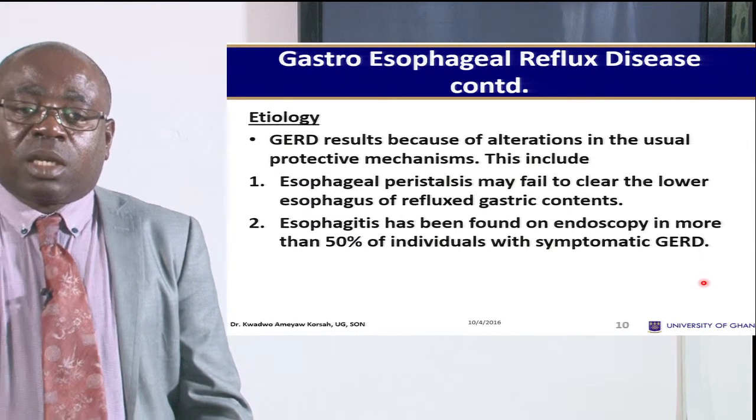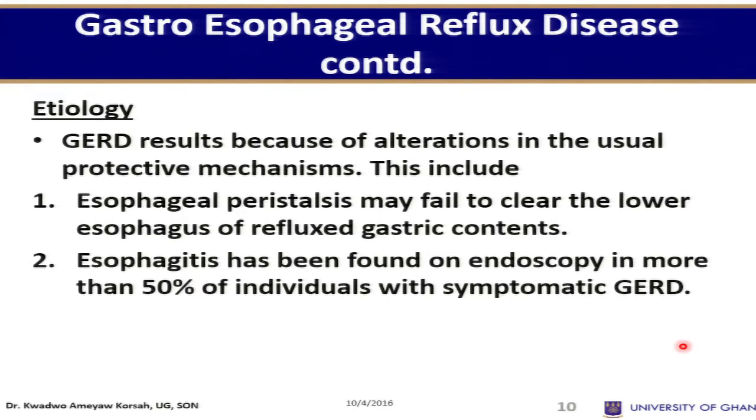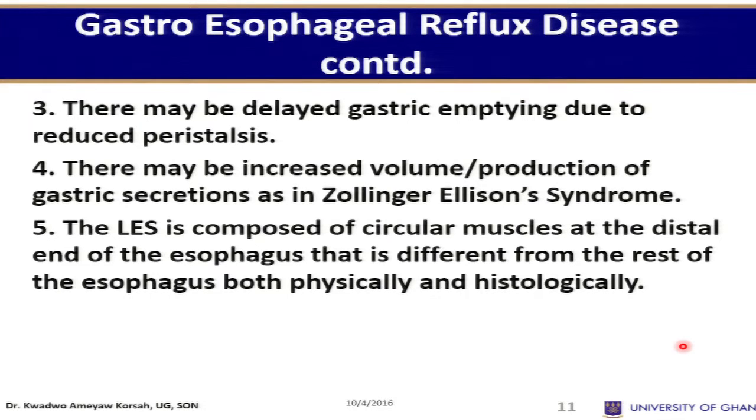Etiology: GERD results from an alteration in the usual protective mechanisms, and this includes that esophageal peristalsis may fail to clear the lower esophagus of the refluxed content. Esophagitis has been found on many occasions on endoscopy in more than 50% of individuals with symptomatic GER, and there may be delayed gastric emptying due to reduced peristalsis. There may also be increased volume production of gastric secretions, as we can see in Zollinger-Ellison syndrome.